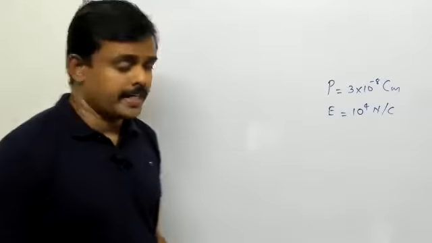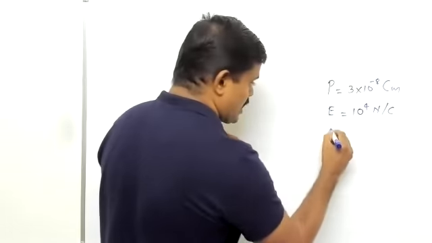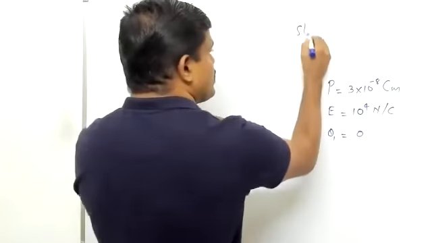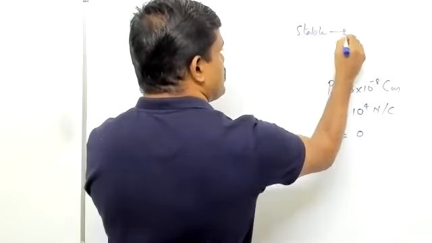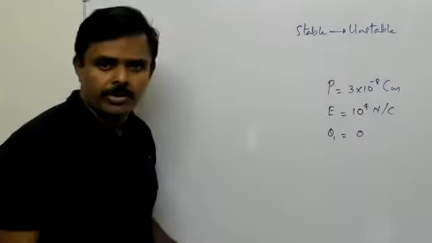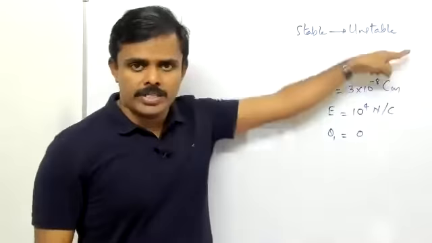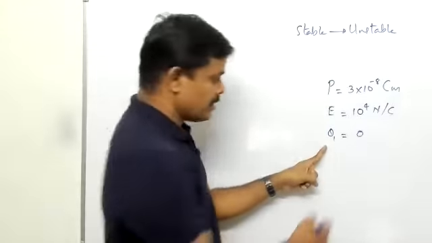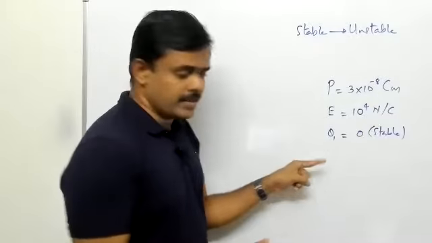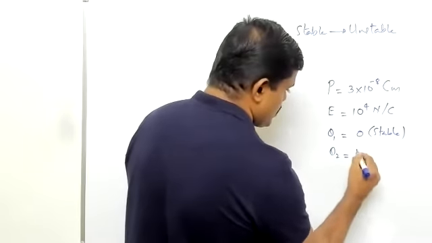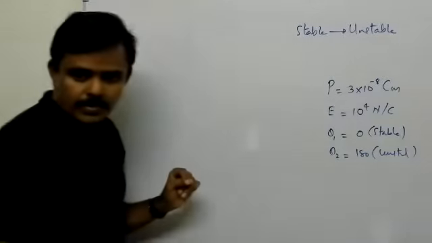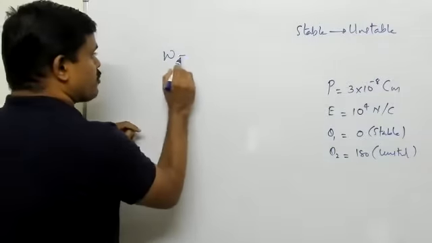Let us put the values. You know what stable equilibrium means? Theta 1 is 0. You are going from stable to unstable. The question paper says that you are moving from stable to unstable, it is not the other way around. Stable means theta is equal to 0. Unstable means theta is equal to 180.